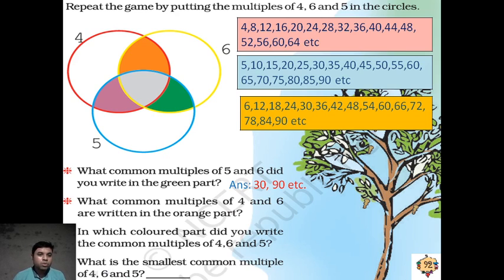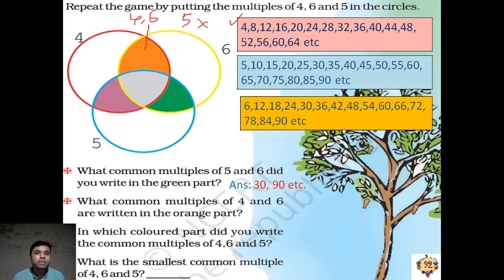Now what are the common multiples of 4 and 6 written in the orange part? Just see, the orange part is inside red, yes, inside yellow, yes, but is it inside green? Is it inside the blue circle? No, the blue circle is here, it is outside. So inside the orange part you will write the multiples of 4, the multiples of 6, but not the multiples of 5. Just mind it. Is it clear? Not the multiples of 5.